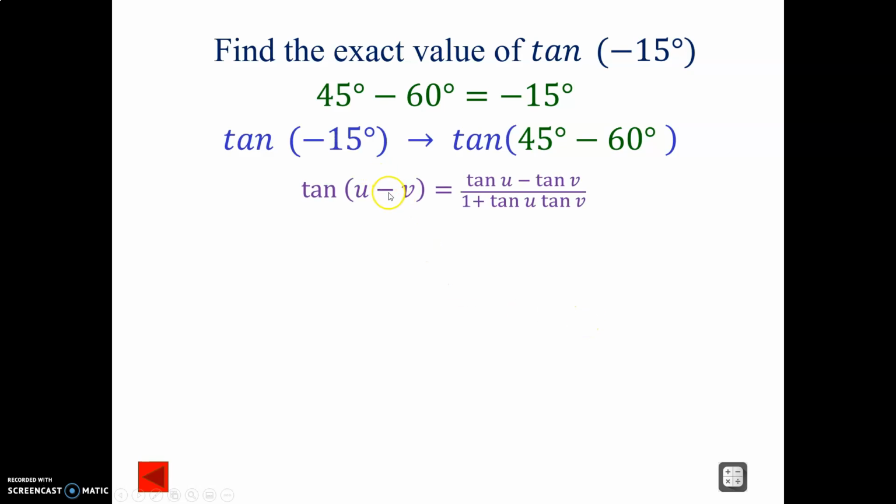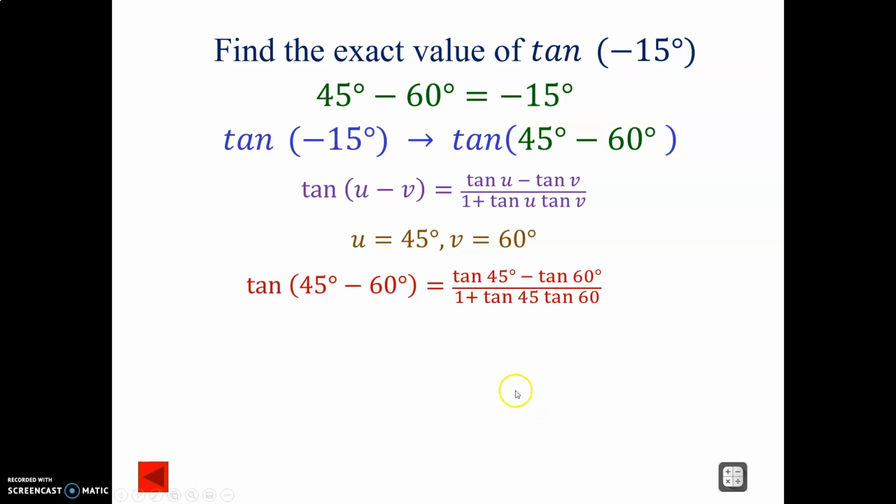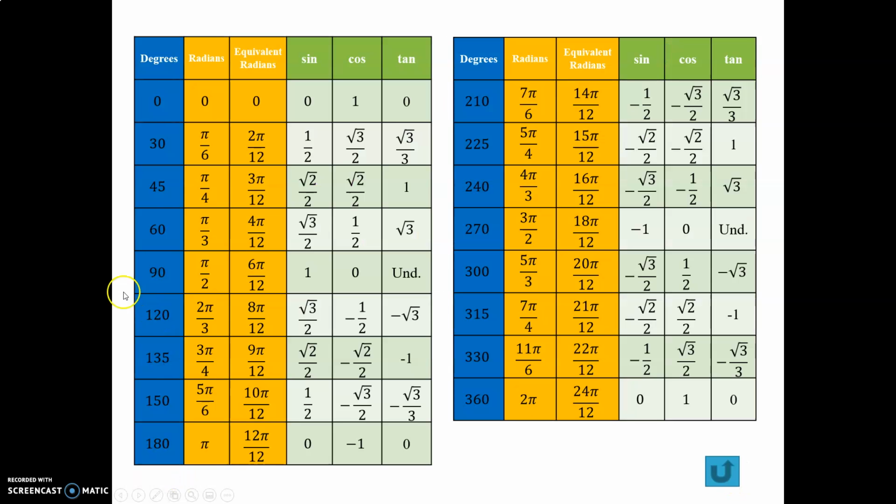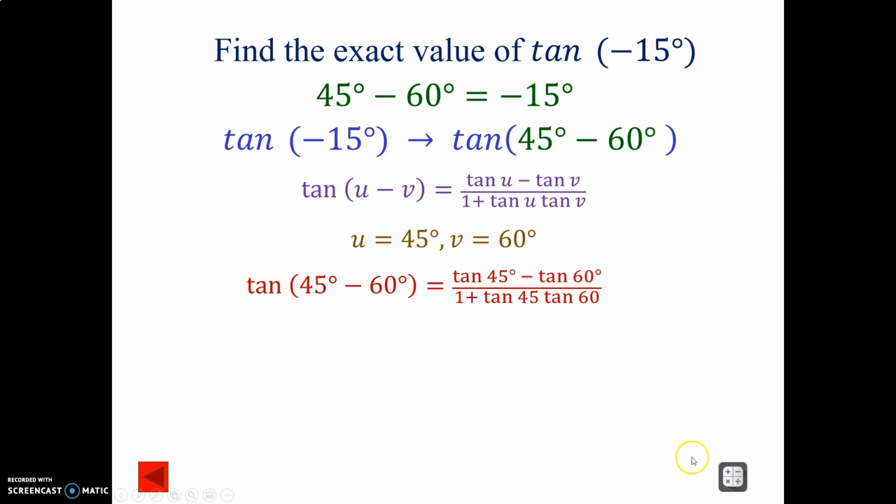So we're using a different form of the tangent identity. Substitute these values in. So u is going to be 45 and v is 60. When we substitute in, we got tan 45 minus tan 60. So notice the operations are the same on top, different on the bottom. So we need to go find the values for tan 45 and tan 60. Tan 45 is 1, and 60 is radical 3.